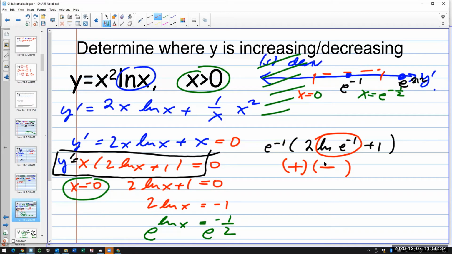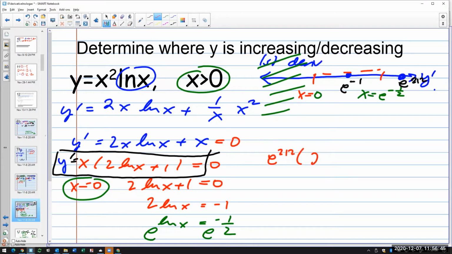Let me plug in e to the 212. Okay, some people are going to be really mad at calling in a second, but we'll see. e to the 212 times 2 ln of e to the 212. Actually, this isn't bad at all. Plus 1. I just need to know positive or negative. Well, what's ln of e to the 212? 212. What's 212 times 2? 424. 424 plus 1. Yeah, positive. Everybody good with that? Over here, is e to the 212 going to be positive or negative? Positive. What's positive times positive? Positive. So you got negative, negative, negative, positive, positive, positive.